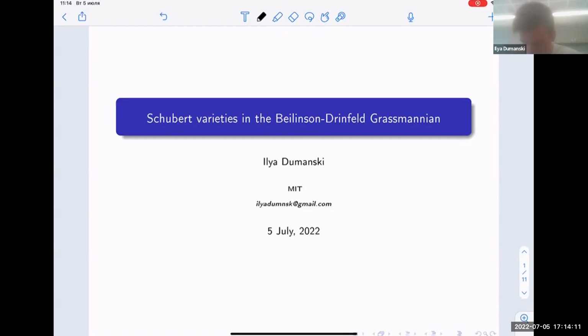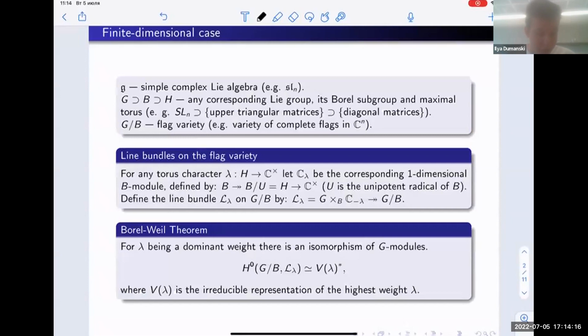Let me start. First, I will recall the finite dimensional geometric picture that arises in the context I'll talk about, and I'll let G be a simple complex Lie algebra. The most classical example is SL_N. Let G be any of the corresponding Lie groups to this Lie algebra. Let B be one of its Borel subgroups, and H be a maximal torus. For example, in case of SL_N, the Borel group is the group of upper triangular matrices, and H is just the group of diagonal matrices.